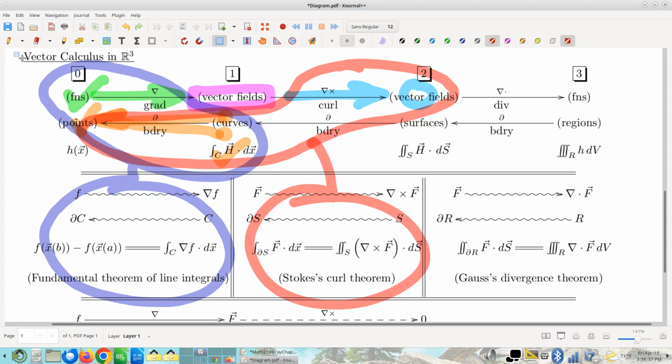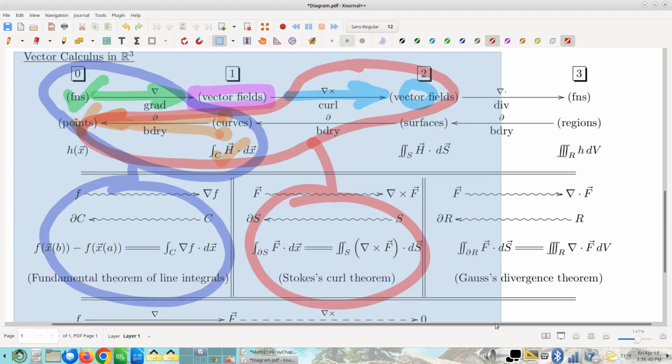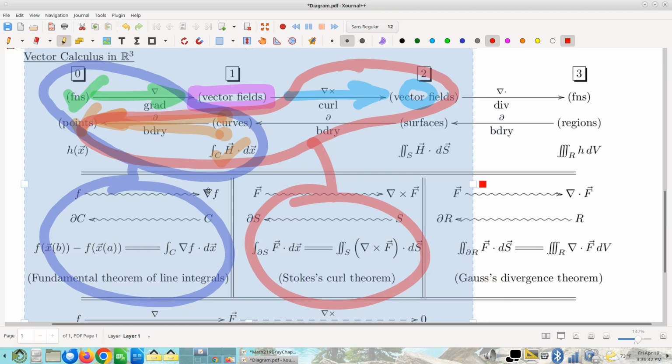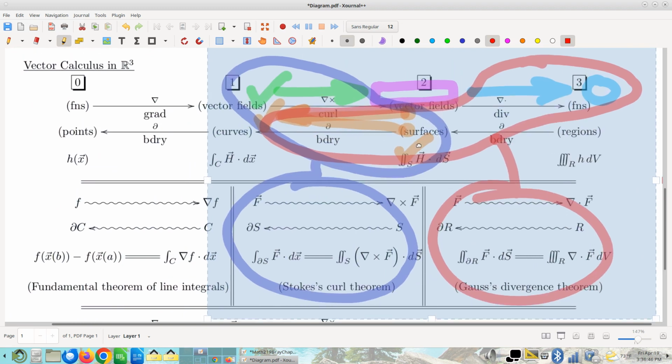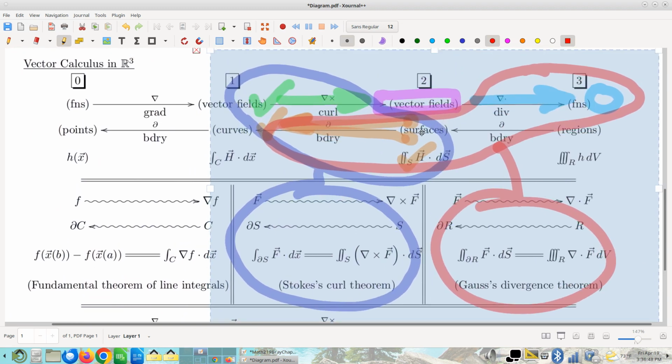Why do we care that this shows up on the diagram? Well, just as you may be wondering, this pattern holds if you just slide it over one dimension. It's amazing that this is true. But so here we go. The special vector fields at this point in the diagram, vector fields that are curls.